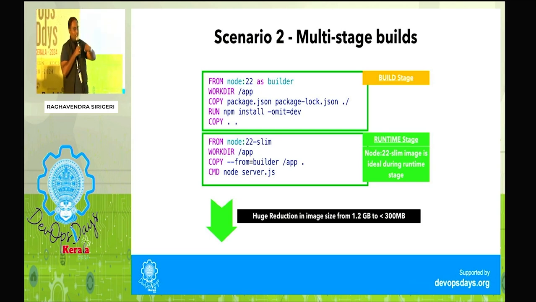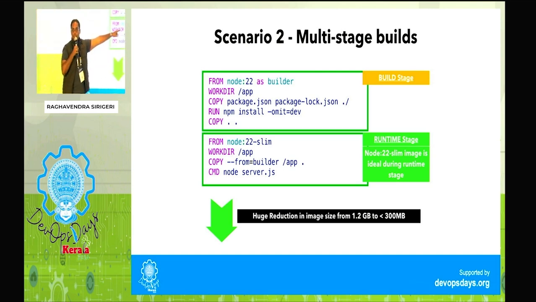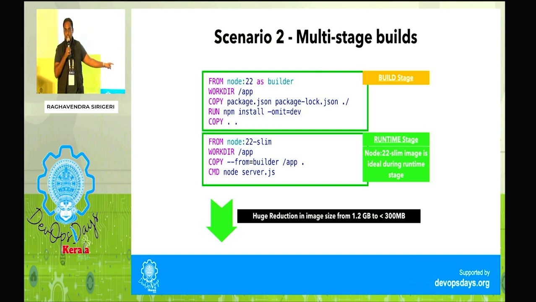So the base image. If you see here, in runtime, I need only the slim version of Node. I don't need the full Node 22. In runtime, I need the slim version, it's enough, because everything is compiled. Everything is built. And that's why this slim image is less than 200 MB or less than 250 MB, right? So that is the main reason why this image is reducing in size, because the packages are still remaining the same.